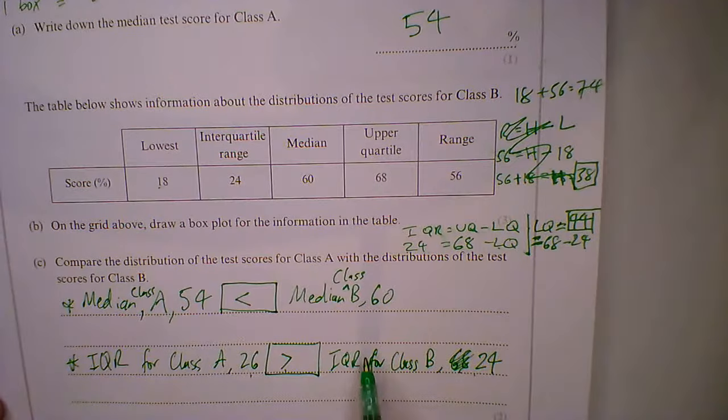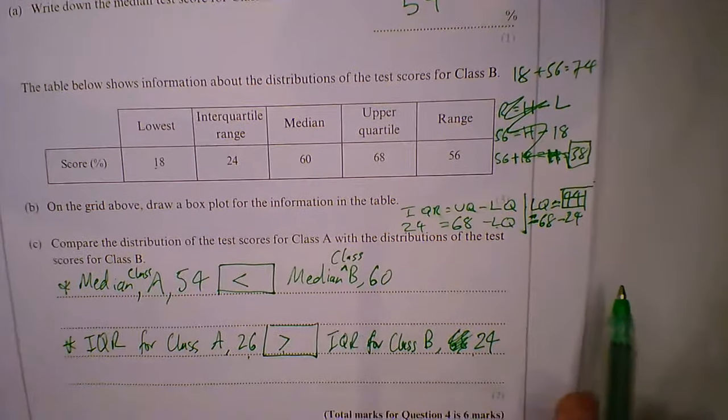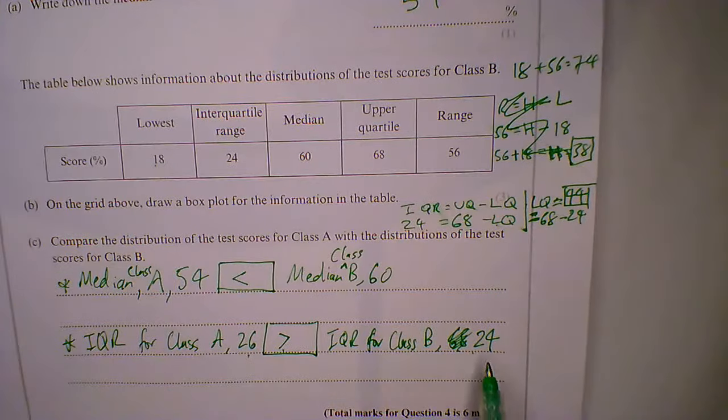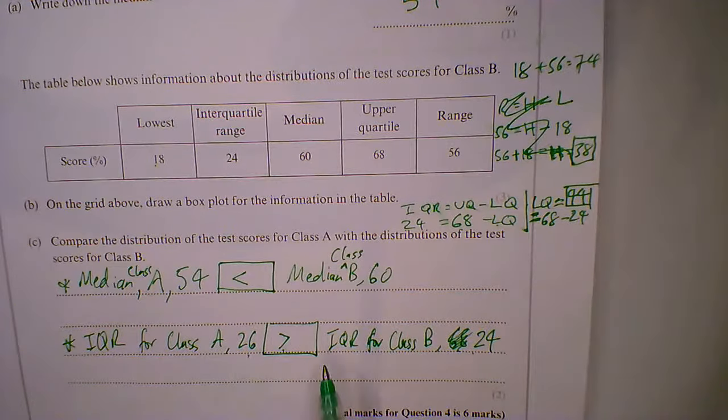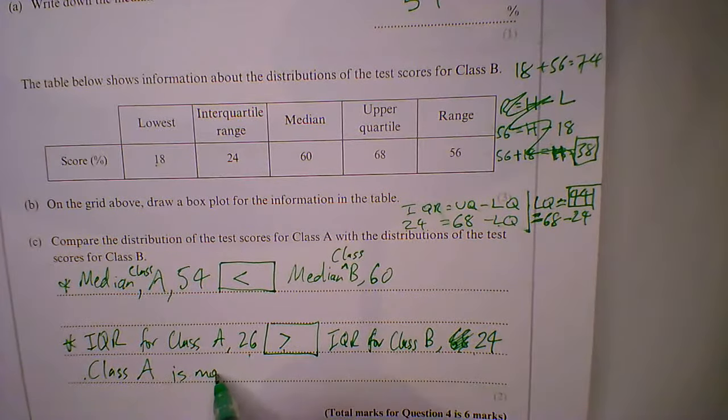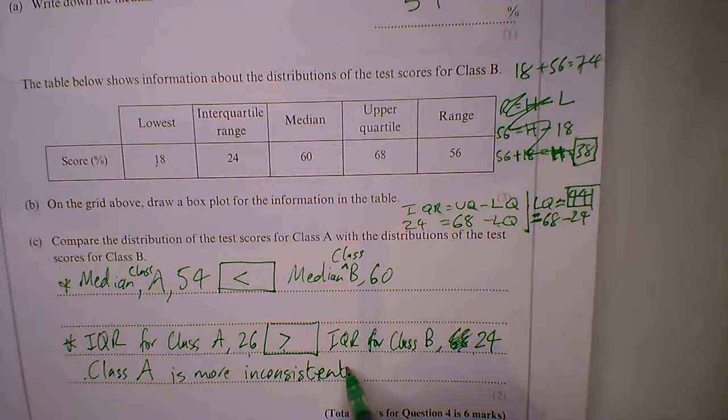Now that's a comparison. Now I need to add a bit of context. So if you think about it, with test scores, if you have a bigger interquartile range, it means class A is more inconsistent, and a smaller one means that you are more consistent. So I can add a bit of context. So class A is more inconsistent. Okay, so that's a bit of context added to the question.